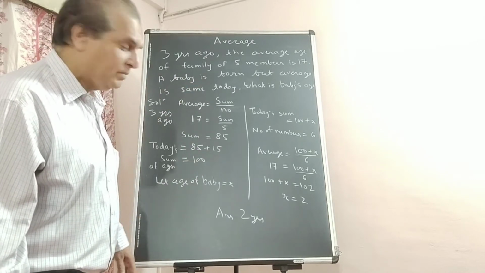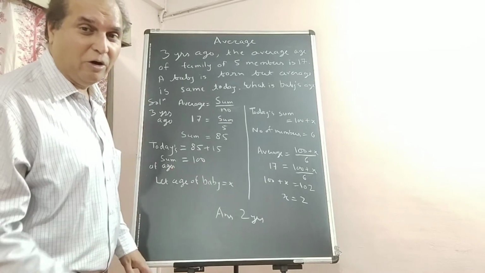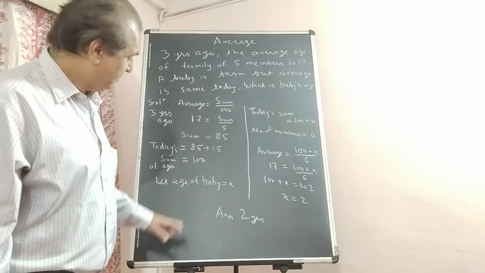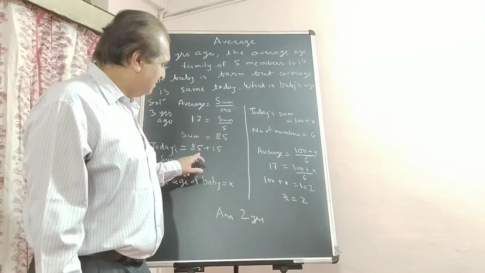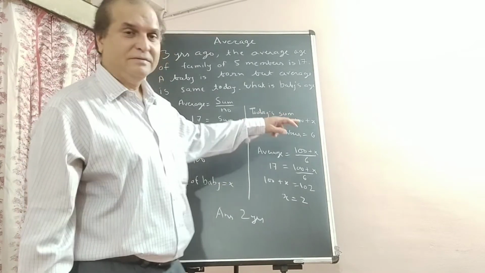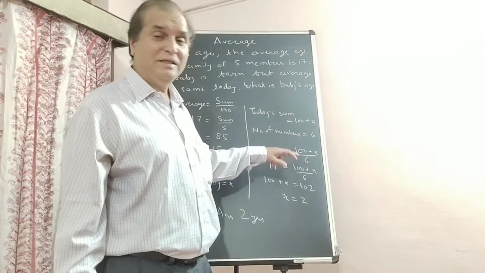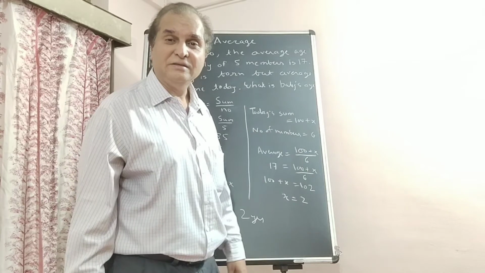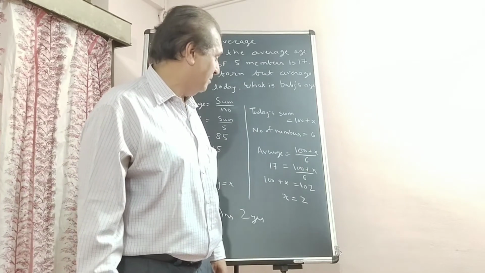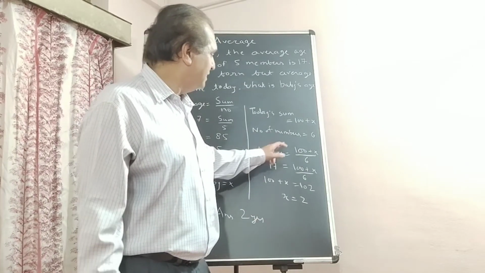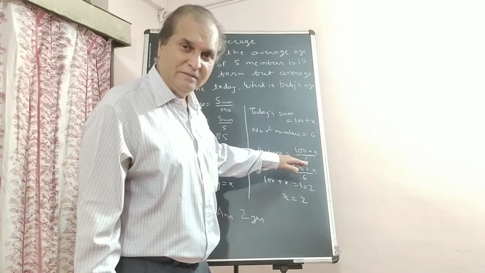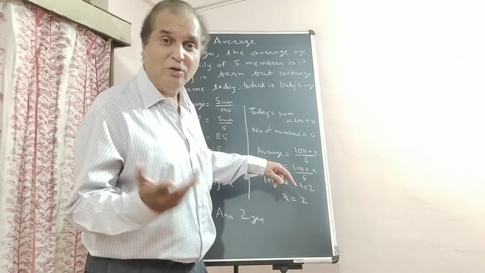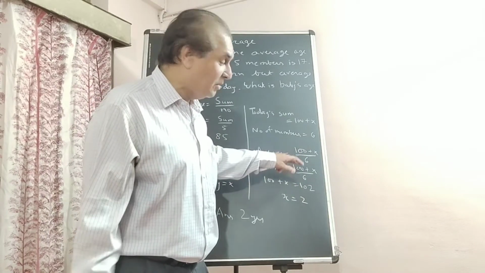Today 100. Now the baby has been born. We don't know the age of the baby, let it be X today. So the sum becomes 100 plus X. But now one member is increased. There were 5 members, now 6. Understanding? Now 6 members. Okay. So average is equal to sum upon number. Sum is now 100 plus X. Baby's age we don't know, we have to find out. Now number of members 6.